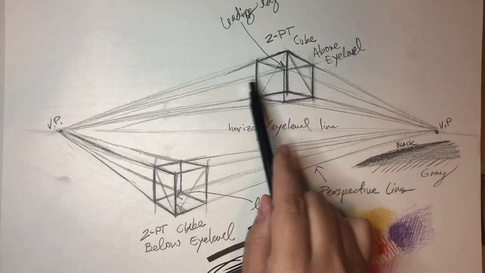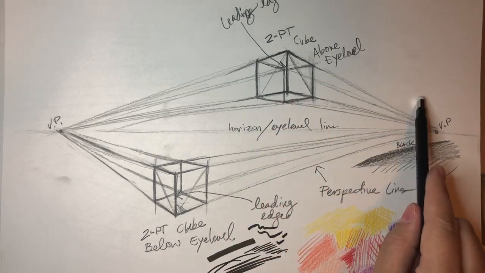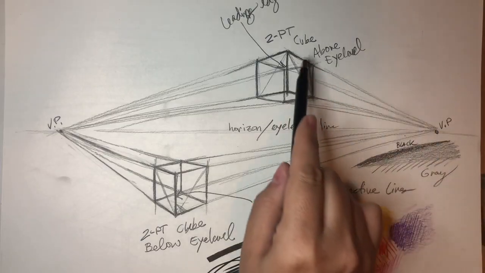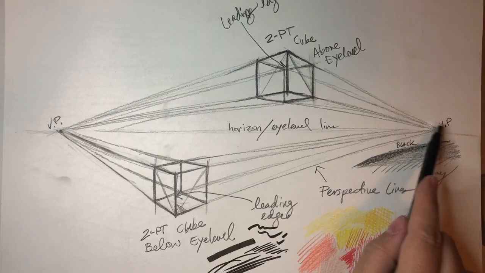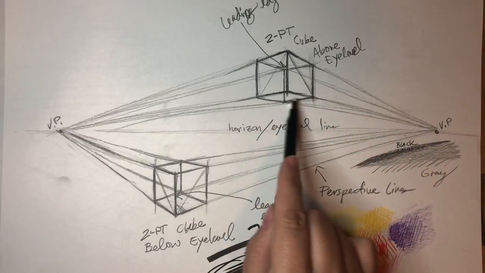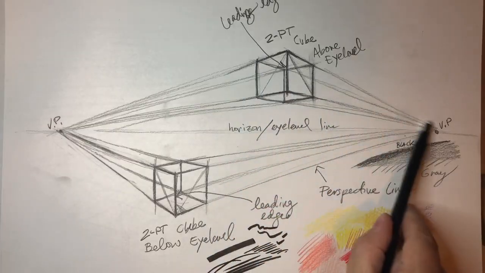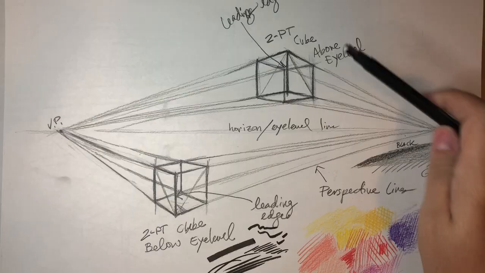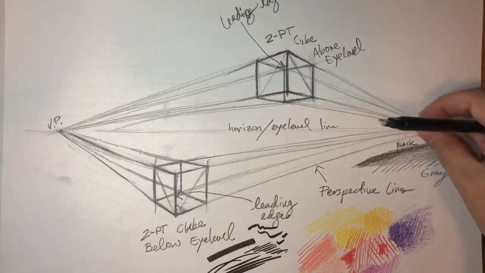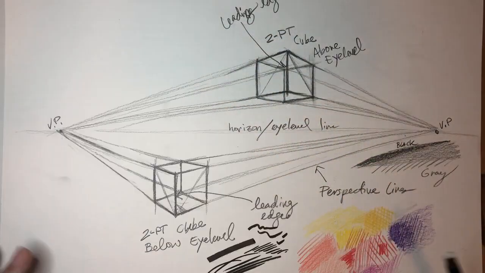On this top cube, it's the opposite. So the cube is placed closer to the right vanishing point, and you can see how these perspective lines are getting really close together quickly. So this is what I mean. The rate of convergence on a side that's closest to the vanishing point will be faster, they taper quicker than the side that's further from the vanishing point.